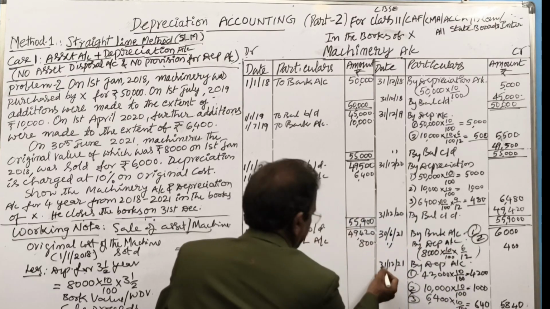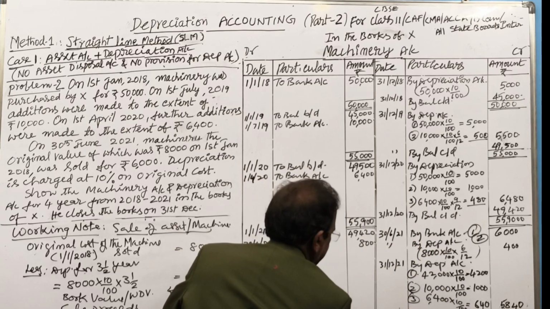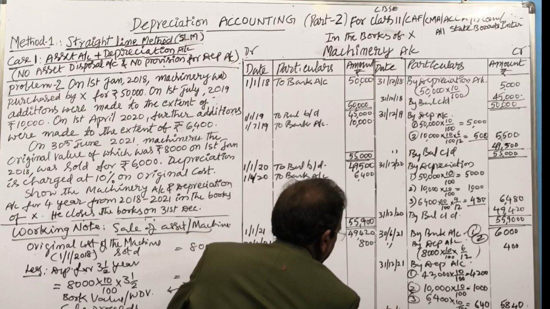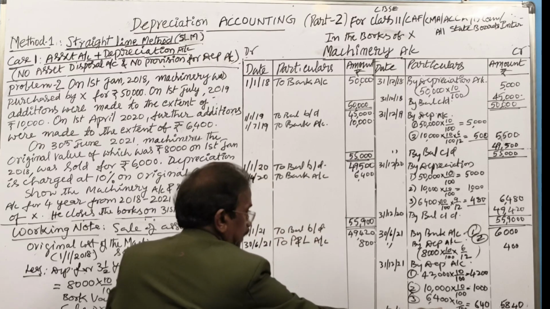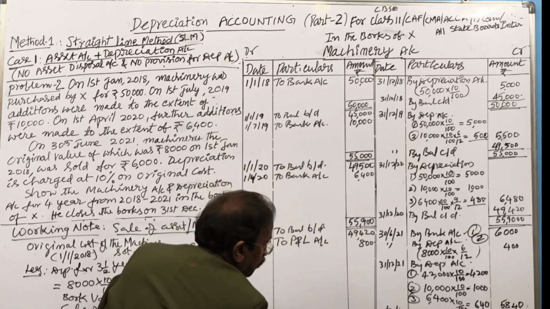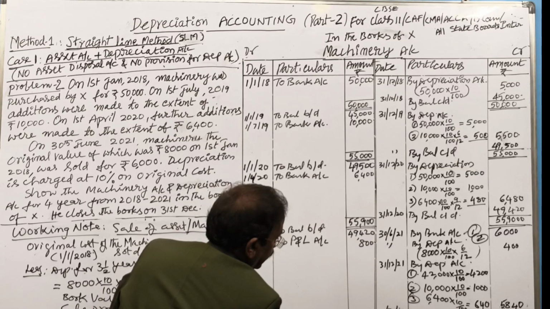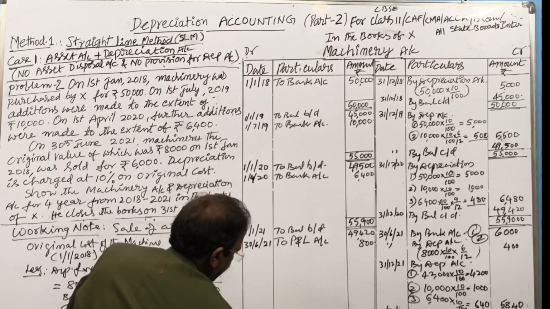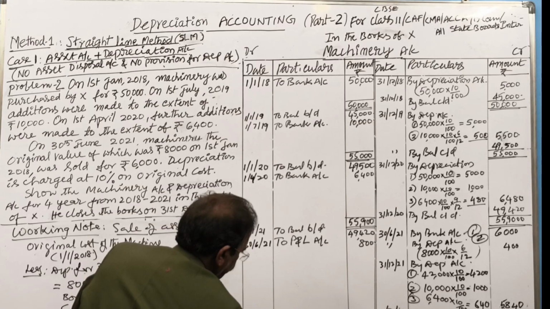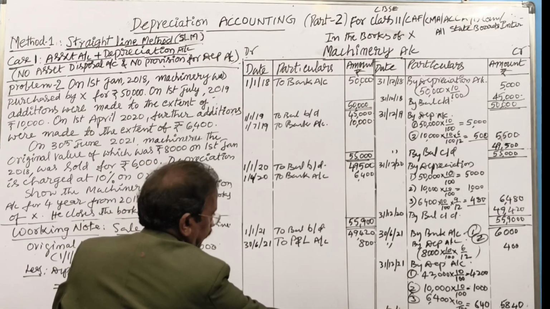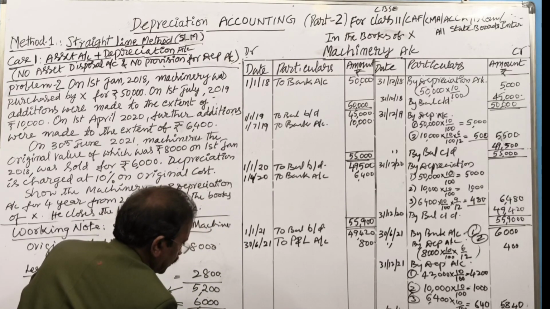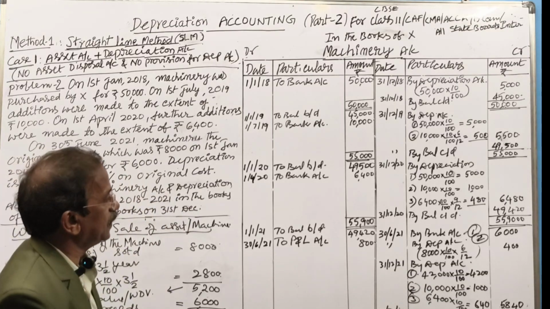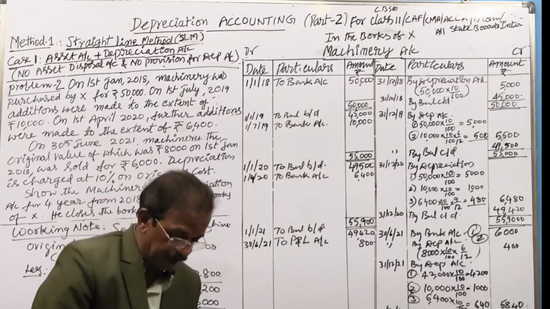By balance carried down. The date is the end of the year, that is 31/12/2021. This amount is to be taken as the brought down: 37,980 to balance brought down. The date is the very next day, that is 1/1/22. This is the way you have to prepare the machinery account.